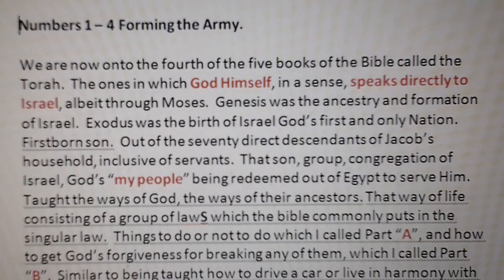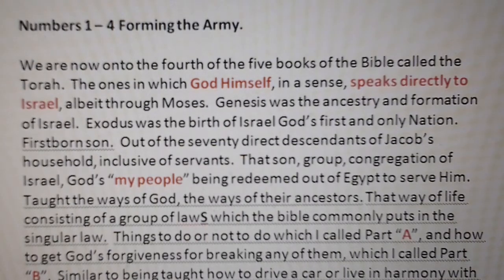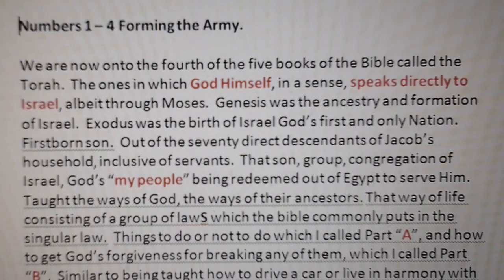Exodus was the birth of Israel, God's firstborn and only nation, firstborn son, as he calls him, out of the 70 direct descendants of Jacob's household, inclusive of the servants that went into Egypt. That group, the congregation of Israel, or God's my people, as he calls them, was redeemed out of Egypt for the purpose of going to serve him in a new promised land.